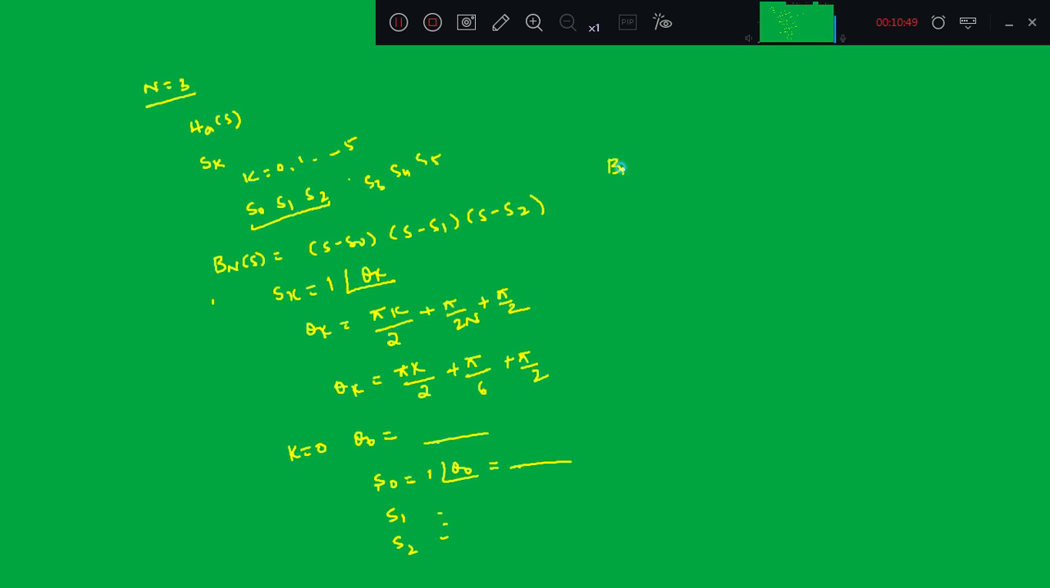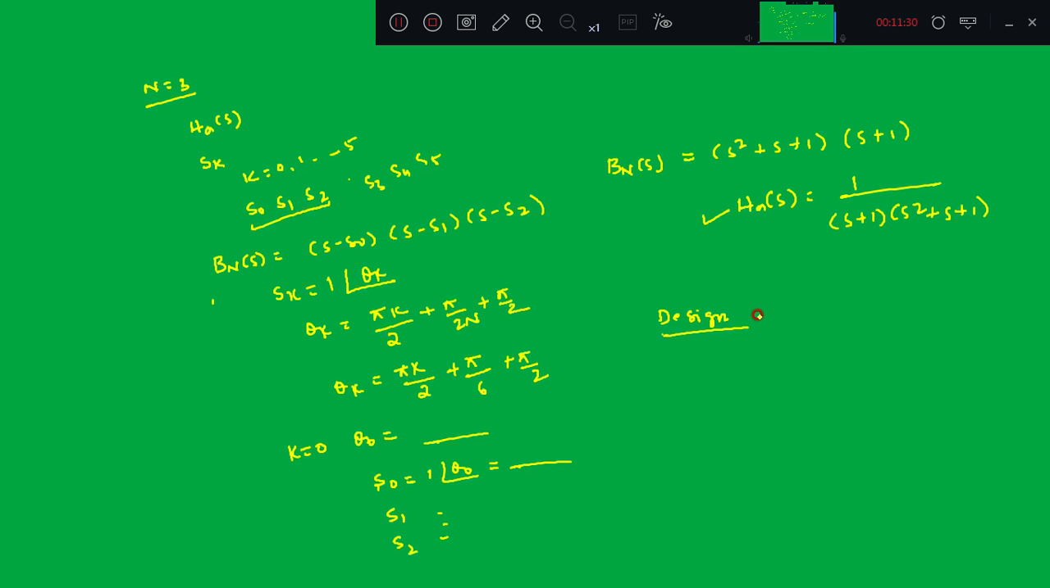So you will get Bn of S is equal to, how much you will get? For third order, you will get (S square plus S plus 1) into (S plus 1), and its transfer function is what? H of S is equal to 1 divided by (S plus 1)(S square plus S plus 1). So this is how we calculate the transfer function of the normalized Butterworth filter, right? It is nothing but the design of the normalized Butterworth filter. Is that clear? And it is basically a low pass filter, right?